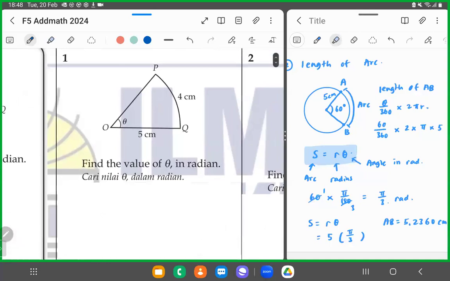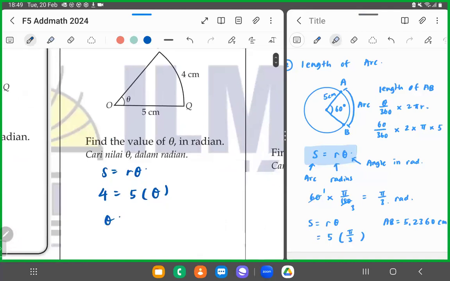Question number 1. Find the value of theta in radians. So the question is asking for the angle in radians. S equals R theta. S is the length of arc, 4 here. Radius here, 5, theta. So move the 5 away. So theta equals 4 over 5, or you can leave it in decimals, 0.8. The unit will be radians, because in this formula theta is in radians.